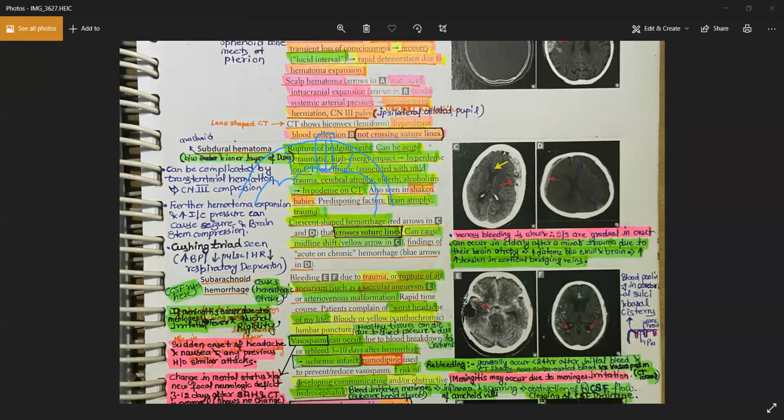And when the tension on these bridging veins is increased, with a slight trauma, even a sudden acceleration or deceleration injury, the patient can get a rupture of these veins. And when the rupture of these veins occurs, what's going to happen? You will have the subdural hematoma. And please note that this condition is most commonly seen in old age patients.